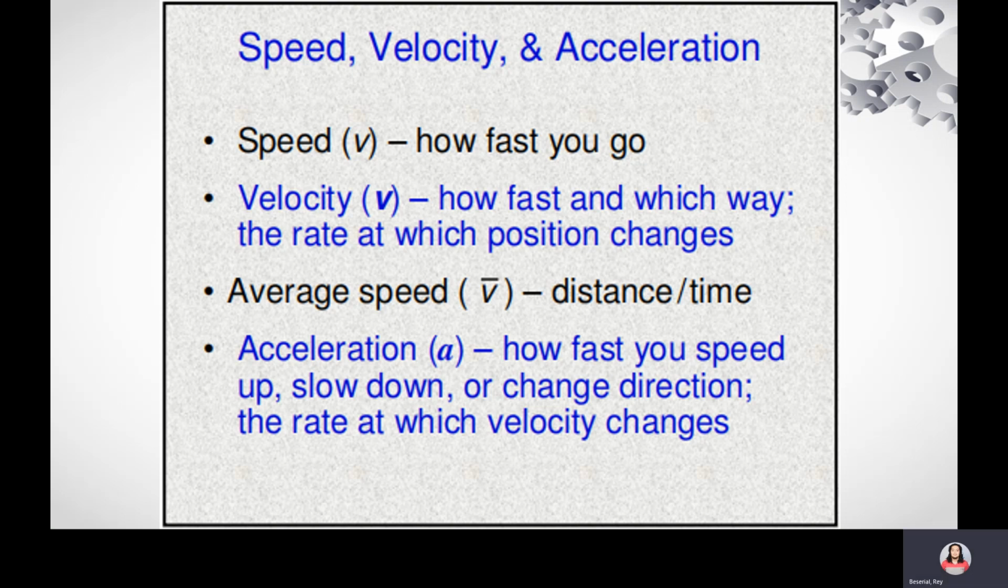Yung average speed naman ay denoted as letter v with bar sa taas. Ang kanyang definition ay distance over time, or total distance over delta t. Acceleration naman ay represented as small letter a. It specifies how fast you speed up, slow down, or change direction. It is the rate at which the velocity changes.